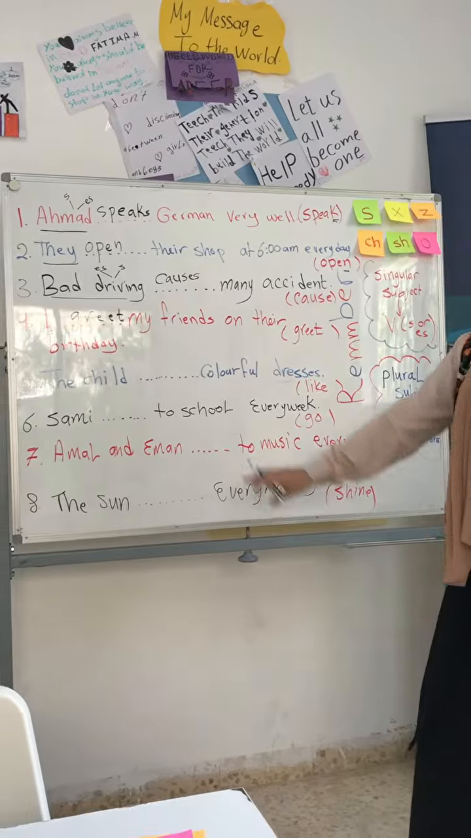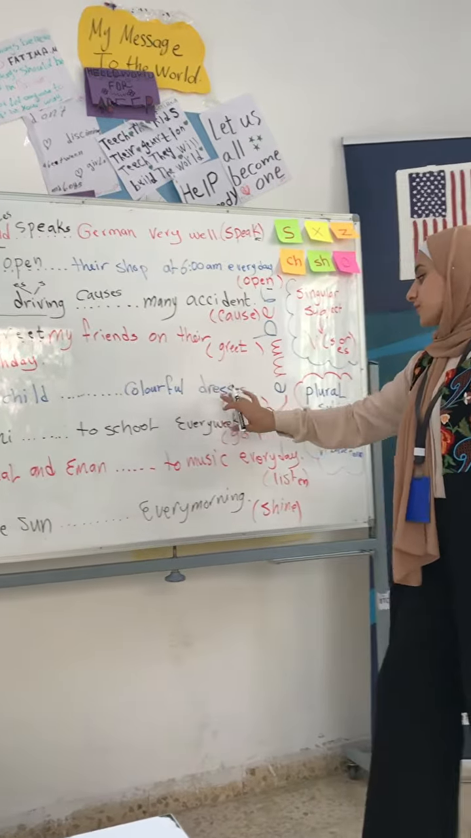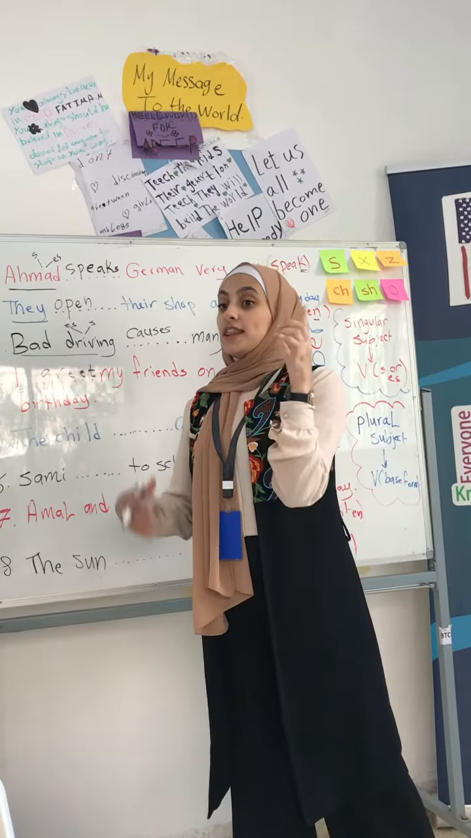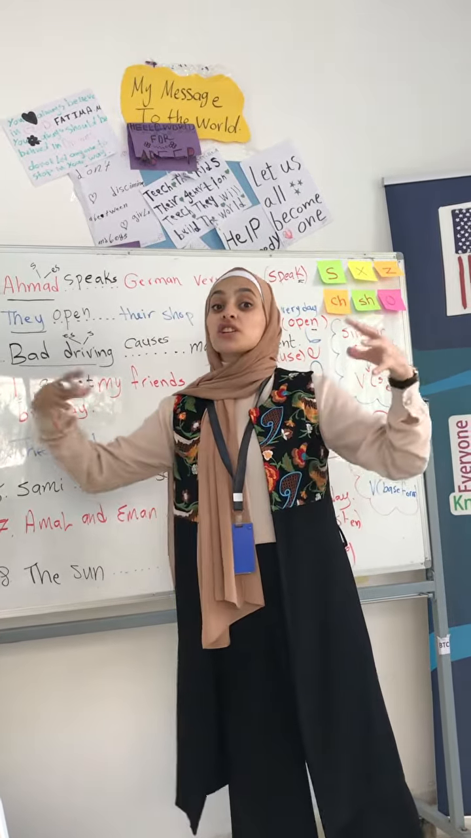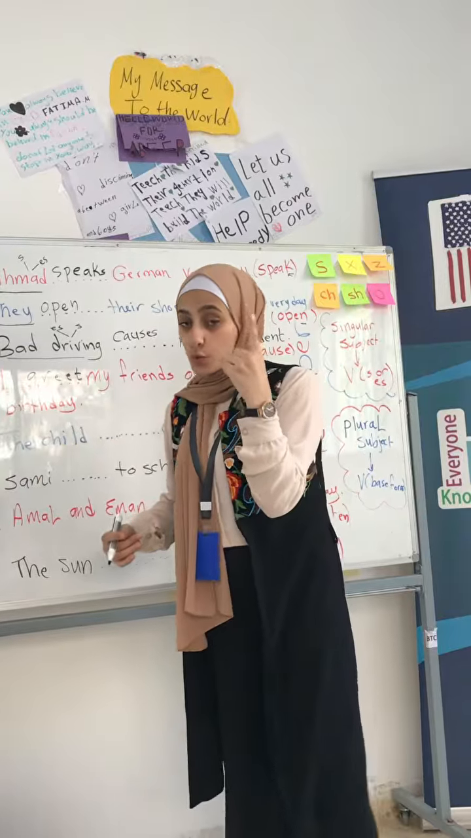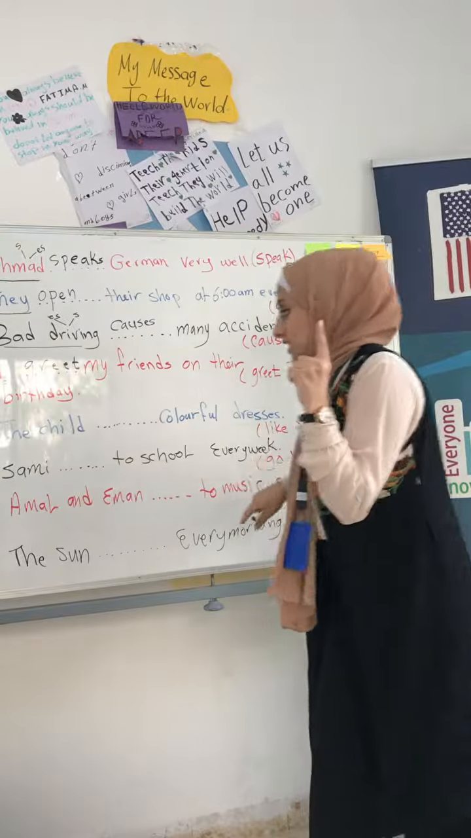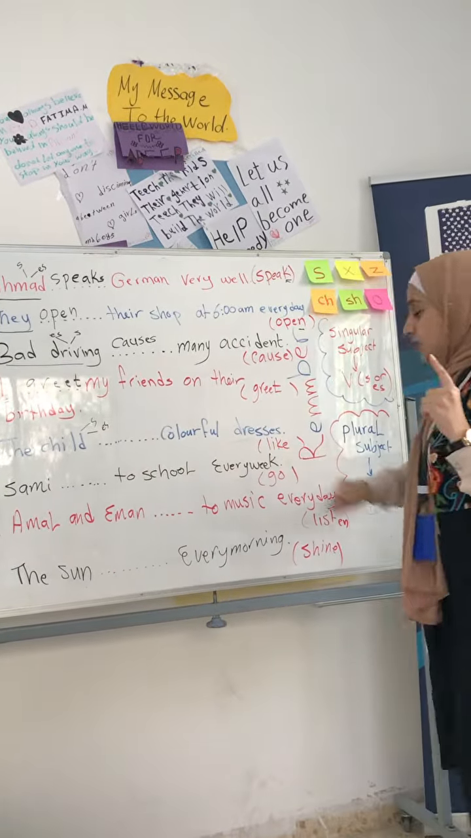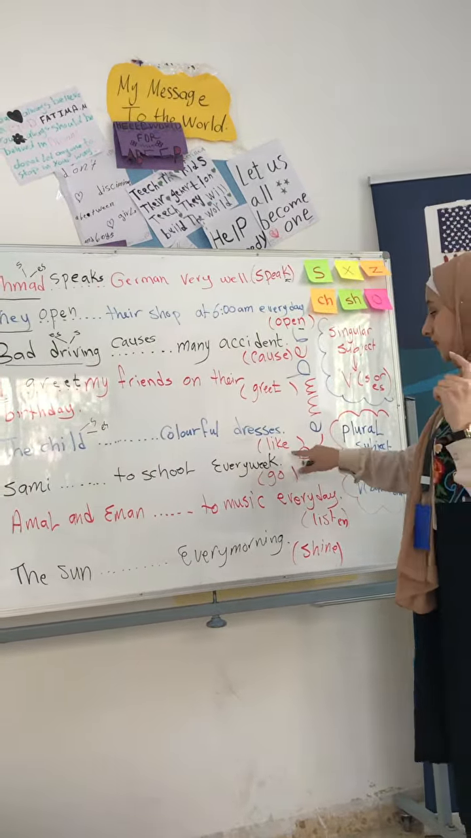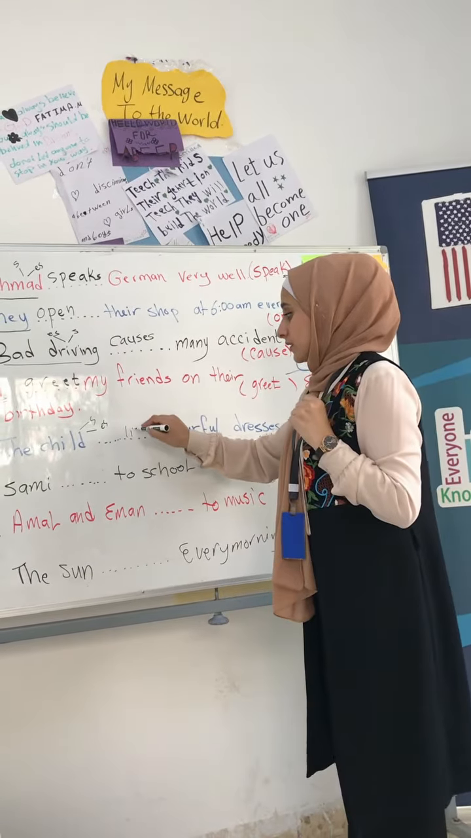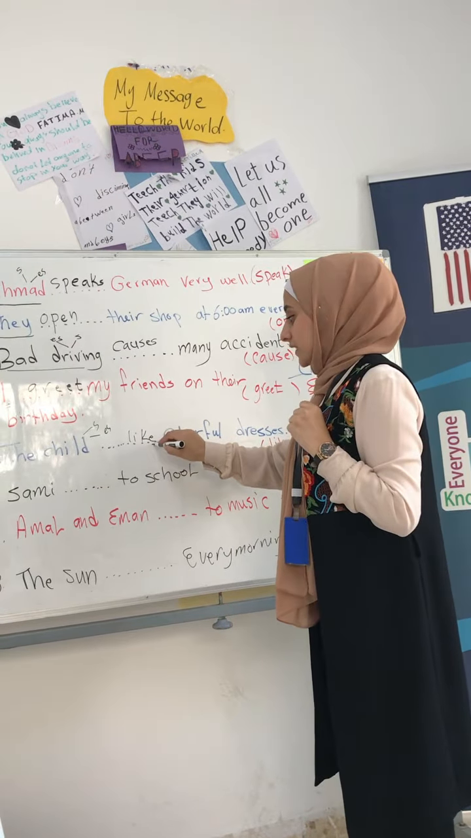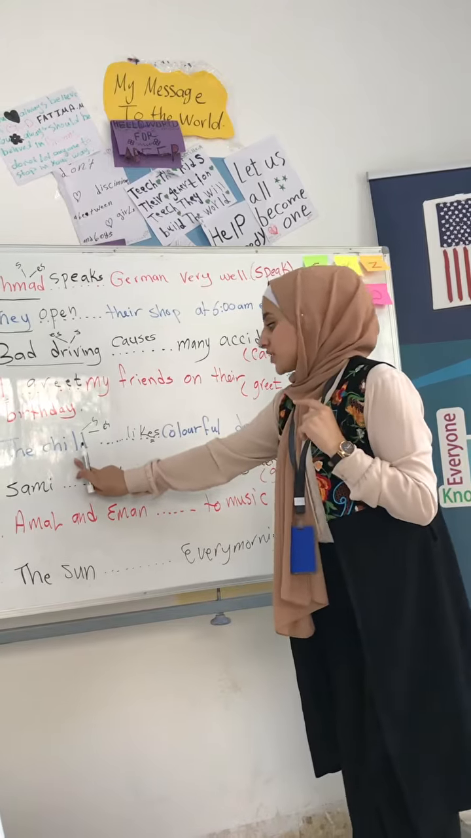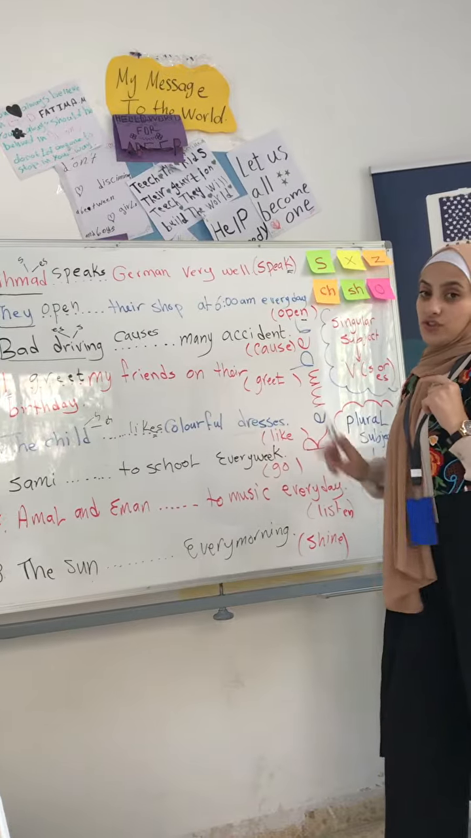Okay. Now number 5, the child, colorful dresses, and the verb like. The child, we mean just one child. And the plural form of the child is the children. But here we have just one child. So for the child, we will add s or es to the verb according to the last letter in the verb. If we have a verb like this, where the last letter is e, we have to add s to become likes. The child likes colorful dresses.